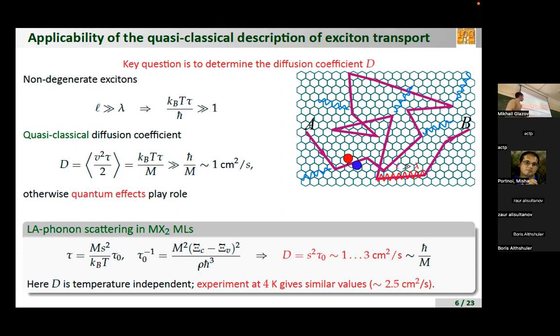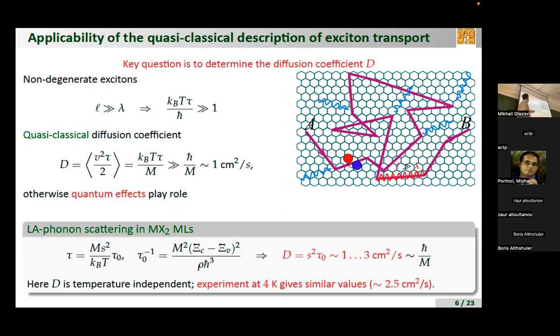So we start our analysis with the simple description of diffusion in terms of the Boltzmann equation, quasi-classical propagation. We assume that the exciton mean free path is much larger than the exciton de Broglie wavelength. So the exciton indeed propagates for quite some distance before it scatters.